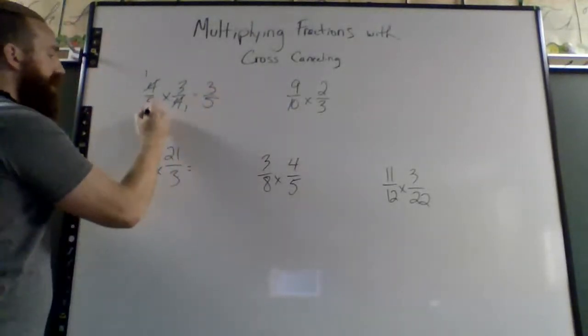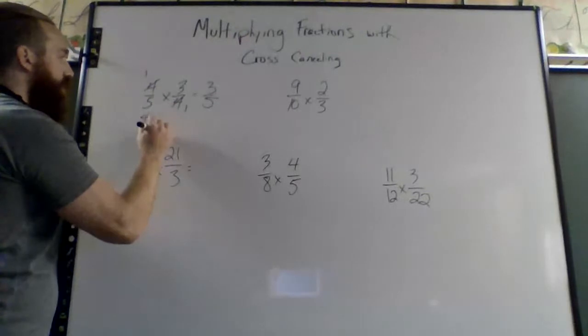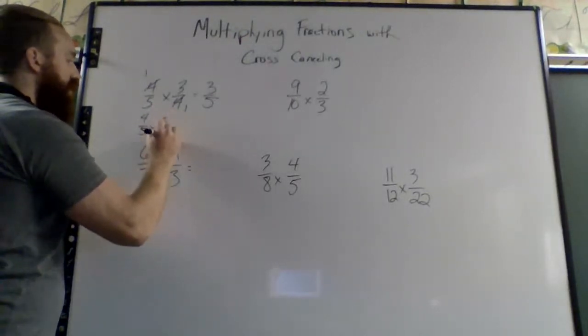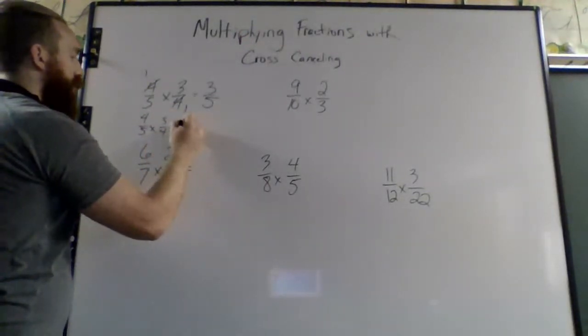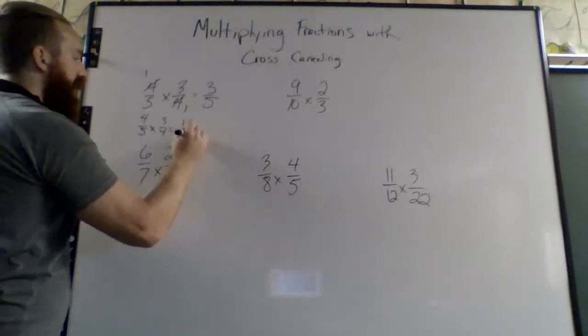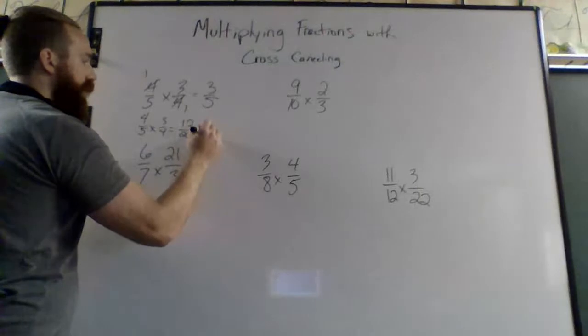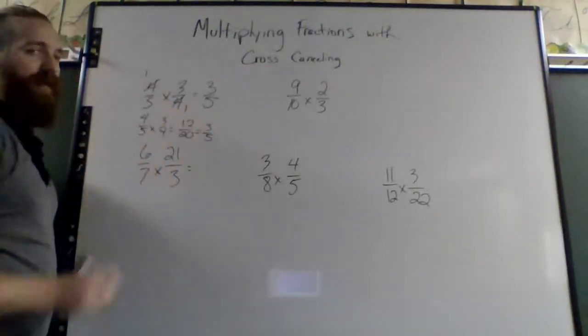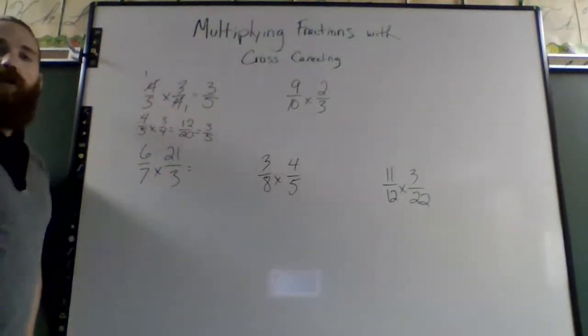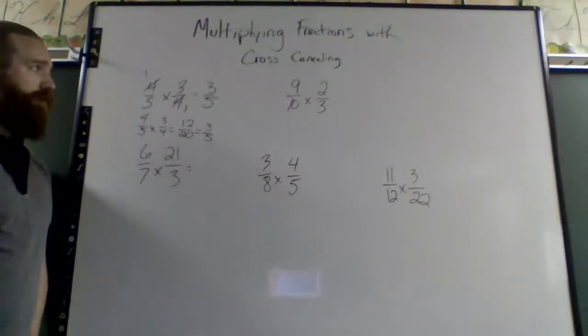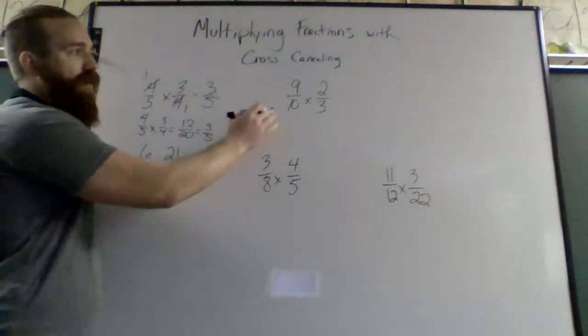That's the same as if you would have done it the regular way, 4/5 times 3/4. You would have ended up with 12/20, and then you would have had to reduce by 4, which would have given you your 3/5. You see how it makes it shorter to reduce it before you actually solve the problem? Okay, let's look over at our next one.